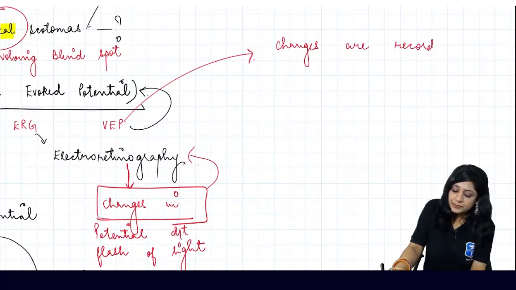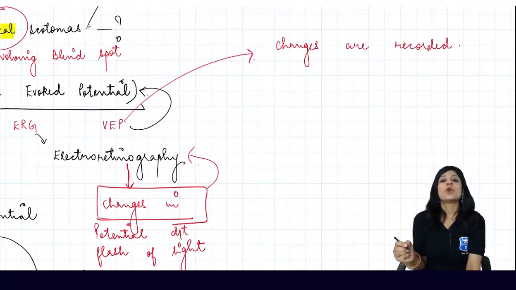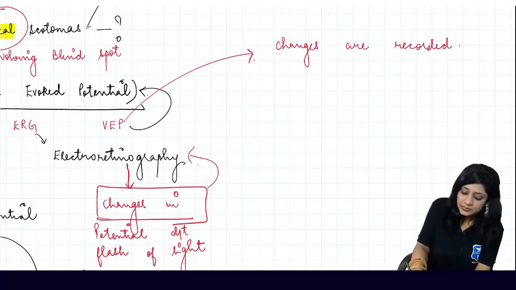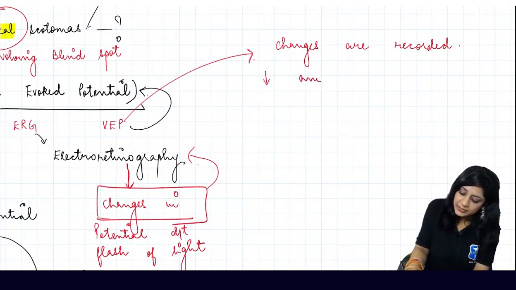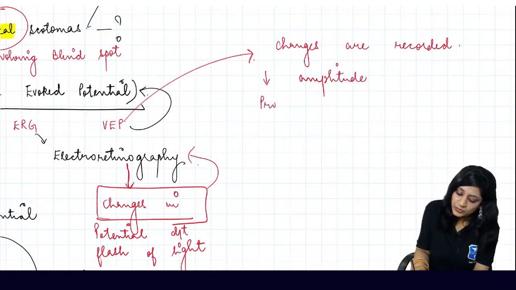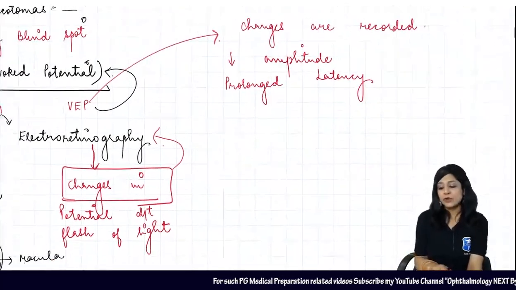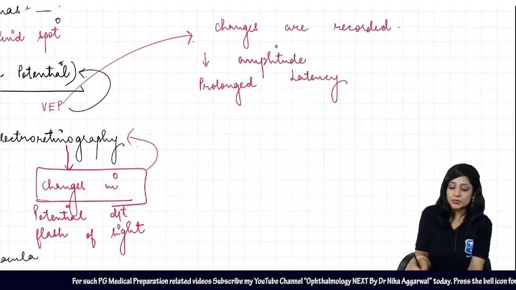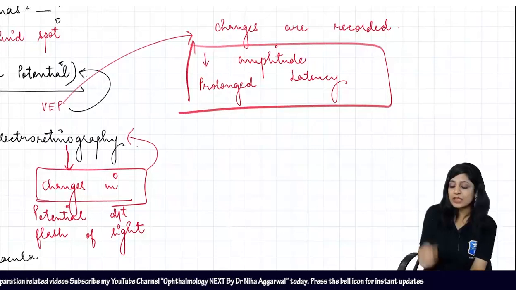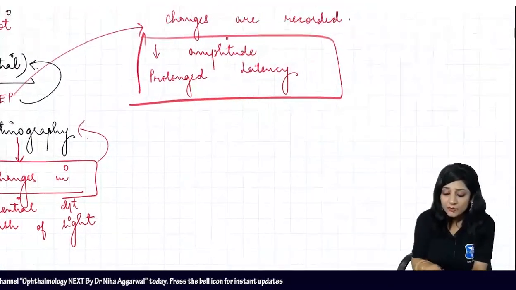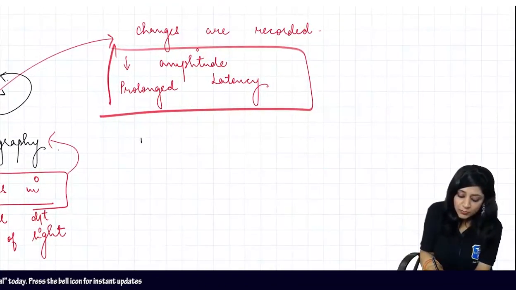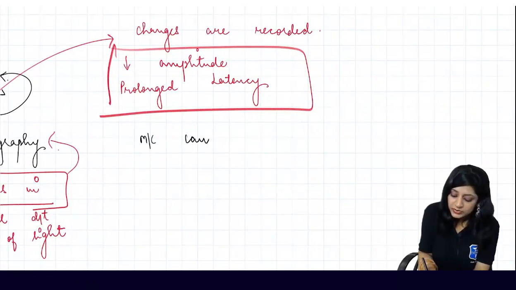Changes are recorded by the VEP. So what you are going to get is decreased amplitude and prolonged latency in cases of optic neuritis. Why? Because if you see the most common cause of optic neuritis.